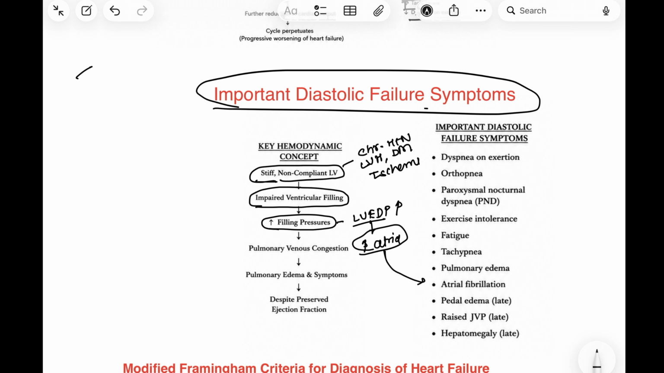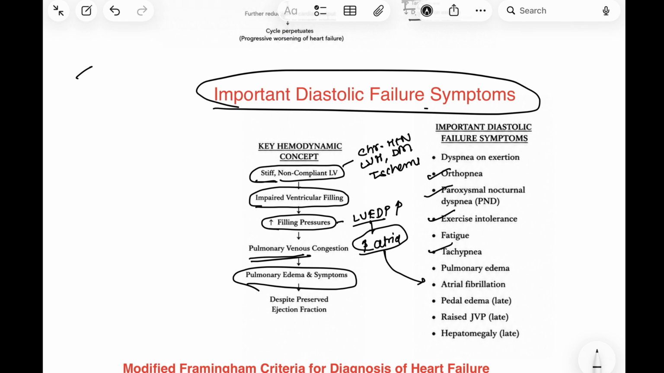Due to this increased filling pressure, there is congestion of pulmonary veins, right? And this results in pulmonary edema and its symptoms. Now, what are the diastolic failure symptoms? It is mostly dyspnea, the different types of dyspnea. This includes orthopnea, PND, exercise intolerance, tachypnea, right? So this includes diastolic failure symptoms.